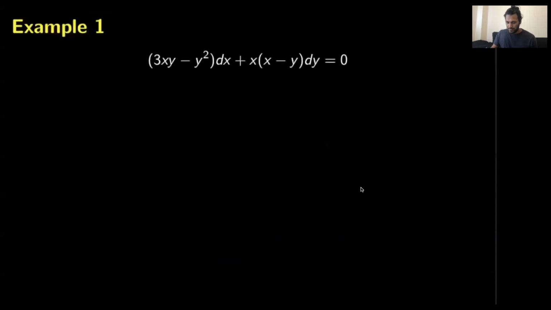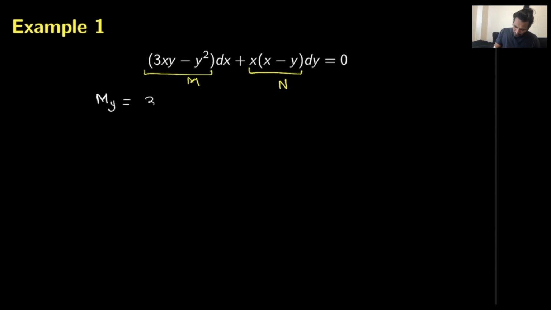Let's try this formula on a practical example. I have a differential equation which is already written in M dx plus N dy form. First I will select what is my M. So this is my M and this is my N. I'm going to use the easy notation to calculate the partial derivative. So the partial derivative of M with respect to y.